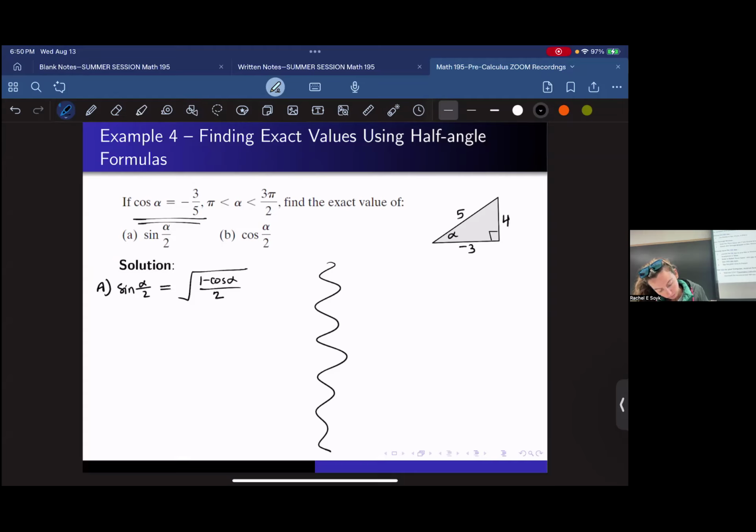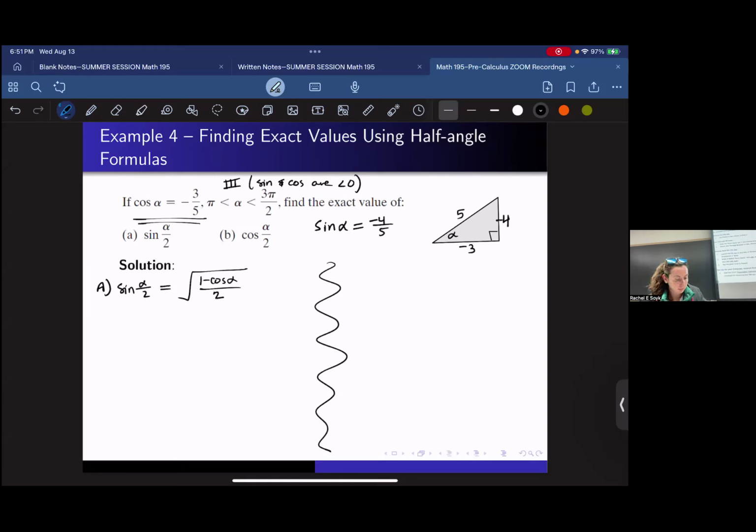So the Pythagorean theorem will make this 4. And they give us the angle is between pi and 3 pi over 2. So we're in the third quadrant, which means sine and cosine are negative. So we have a negative 4 there. And by SOHCAHTOA, our sine of alpha is negative 4 over 5.